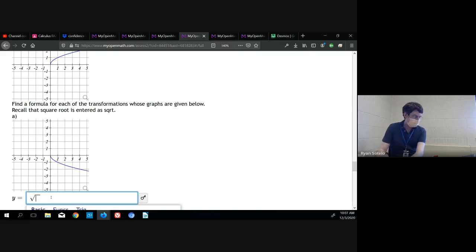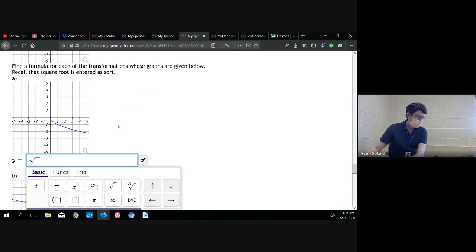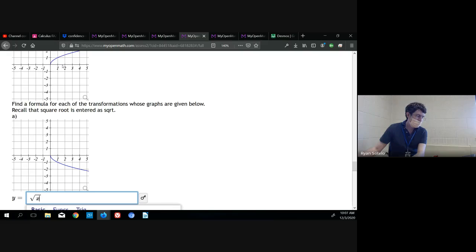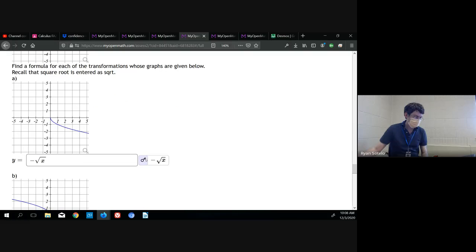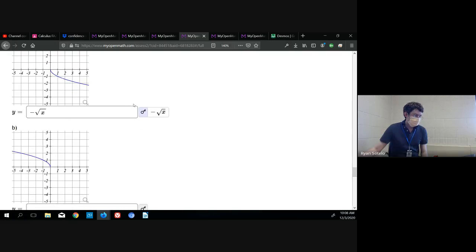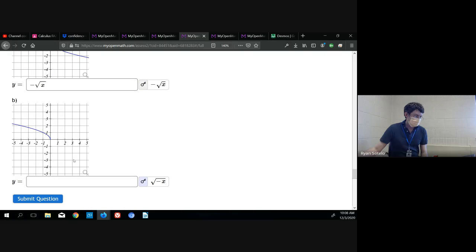You can type SQRT, and that'll make the square root sign. Or you can just press this thing down here. So this would be the basic one that you have up here. To get it to flip vertically, it's not horizontal, it's vertical, so I'm going to do it outside of the square root. Yep. With the X, it's horizontal. That would mean it's going to be a negative X under the square root, right? Yes, yeah.